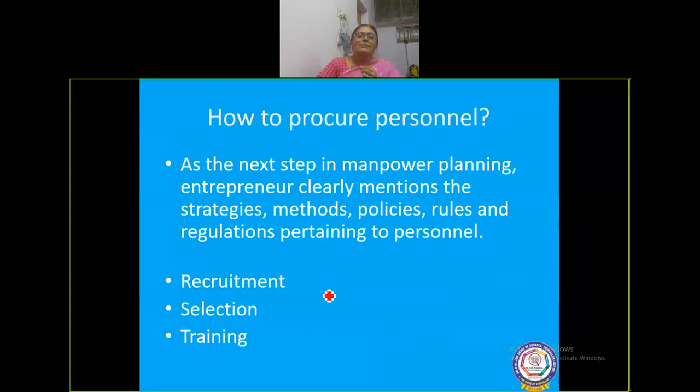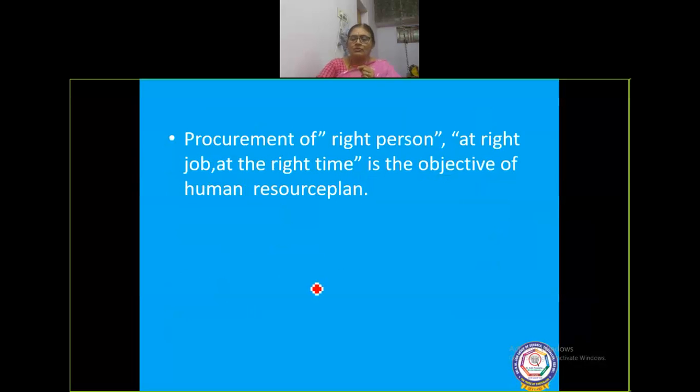Now, how are these people going to be recruited? You should have a clear strategy on how to procure personnel, with methods, policies, rules, and regulations pertaining to this. So, as a next step in manpower planning, the entrepreneur clearly mentions the strategies, methods, policies, rules, and regulations pertaining to the person. How is the recruitment process going to be?